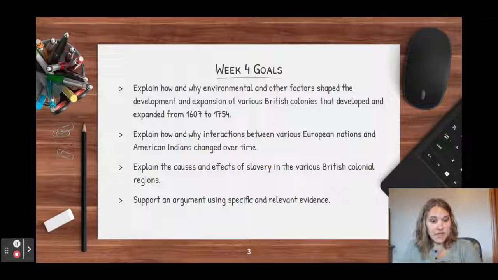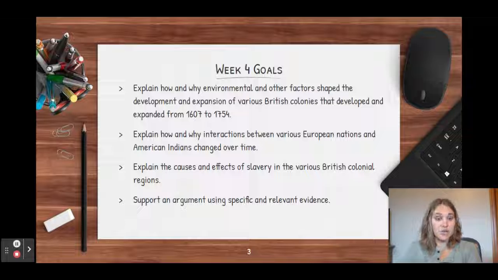So, we are going to be focusing on the key concept of the British colonies for the next 4 weeks. This week we're just looking at the Chesapeake, and the next week New England, and then the following week the Southern, and then we'll wrap up with the middle colonies. And while we do that, we're also going to be hitting the key concepts related to the European interactions with American Indians and also the importation of enslaved persons into the British colonies.